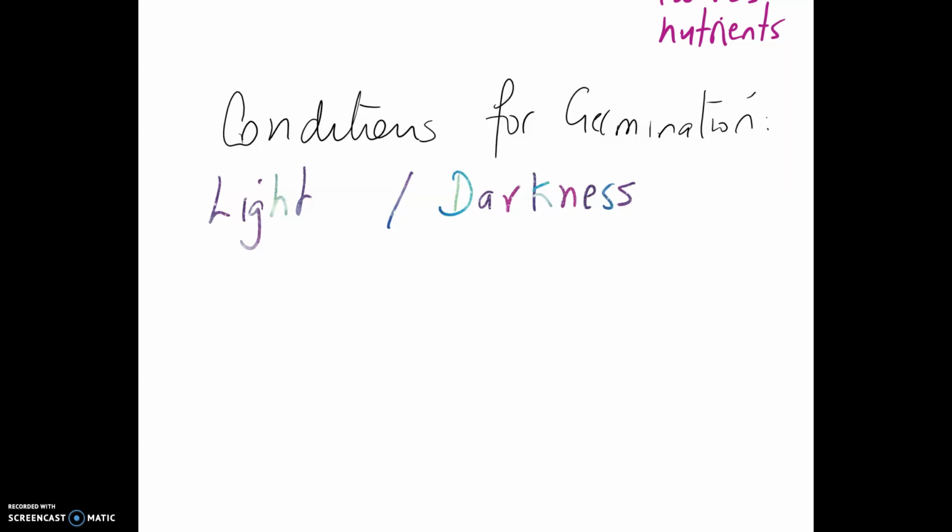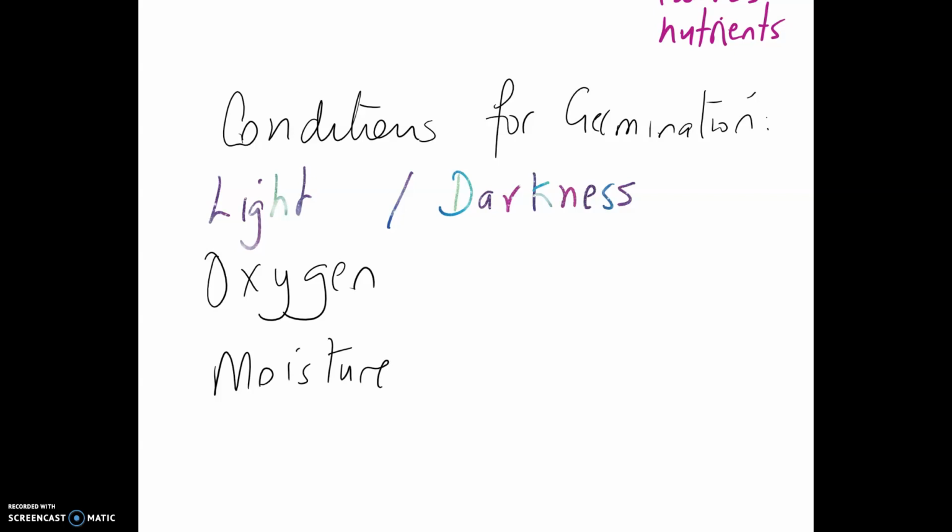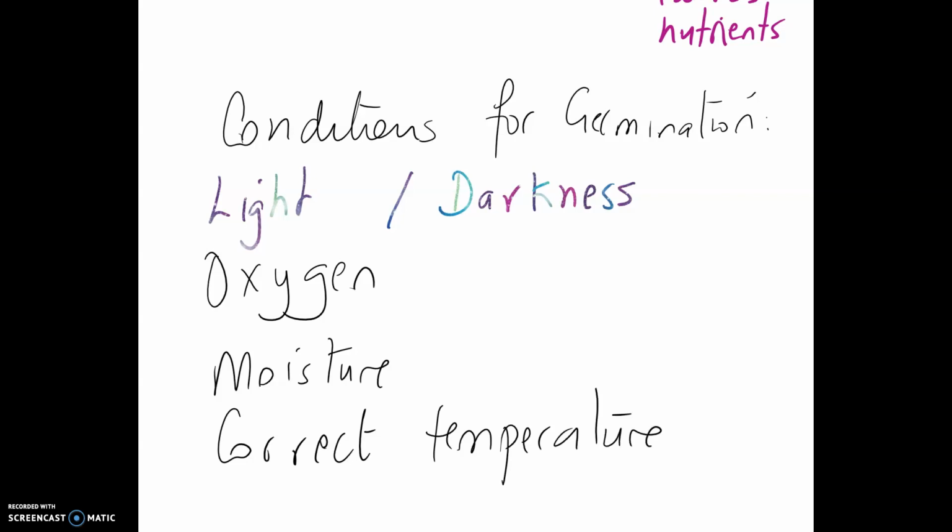The second thing we're going to need is oxygen. We're going to need moisture, so it's really important that we water a plant every time we put seeds in. And finally, the major one is the correct temperature. So you can't have too hot or too cold for the seeds to germinate. Once these conditions are correct, the plant will start to germinate and it will turn from a seed to a seedling, as shown in the previous diagram.